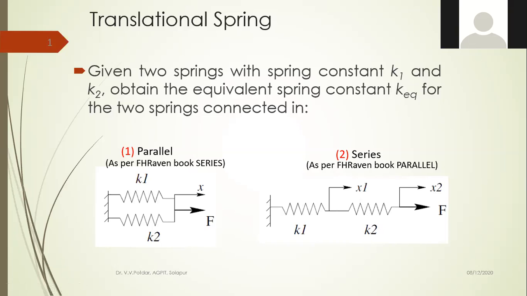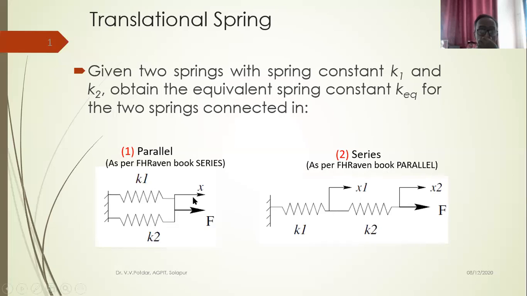Let us try to understand how we can build a mathematical model for series springs as per Raven's nomenclature, and how to build a mathematical model for parallel springs as per F. H. Raven's nomenclature. First of all, series springs. So we have two springs having stiffness K1 and K2. These are subjected to external force F, and because of this external force F, they are subjected to displacement X.